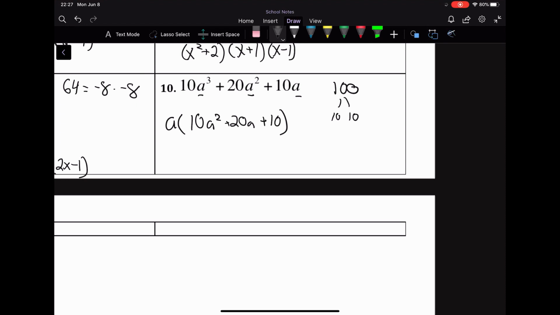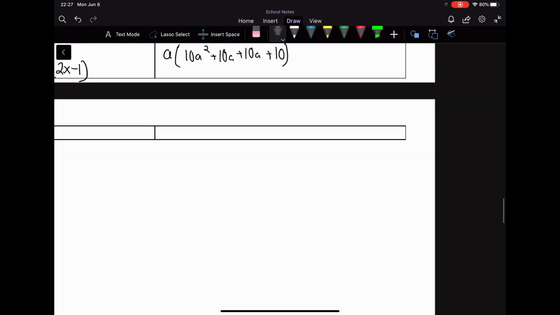So we'll have, bring our a down still, and we're going to have 10a squared plus 10a plus 10a plus 10. And I'm just going to finish writing it down on this next little sheet. So we bring our a down again. And I'm just going to rewrite.